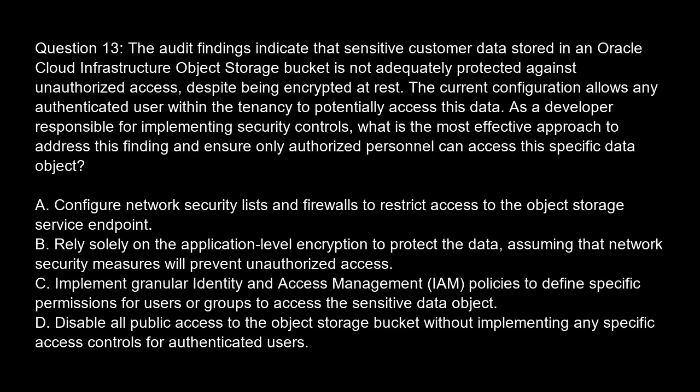Option A. Configure network security lists and firewalls to restrict access to the object storage service endpoint. Option B. Rely solely on the application-level encryption to protect the data, assuming that network security measures will prevent unauthorized access. Option C. Implement granular identity and access management (IAM) policies to define specific permissions for users or groups to access the sensitive data object. Option D. Disable all public access to the object storage bucket without implementing any specific access controls for authenticated users.